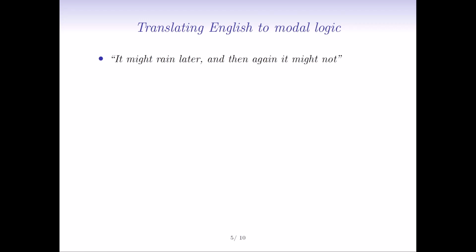I think the best way to think of this is the proposition. We take proposition R for it is raining. And so we can say that diamond R means it's possible that it will rain. And then we have a conjunction and it's possible that it won't rain. Possibly not R. So possibly R and possibly not R. So diamond R and diamond not R. It might rain and it might not. It's possible that it will, and it's possible that it won't.